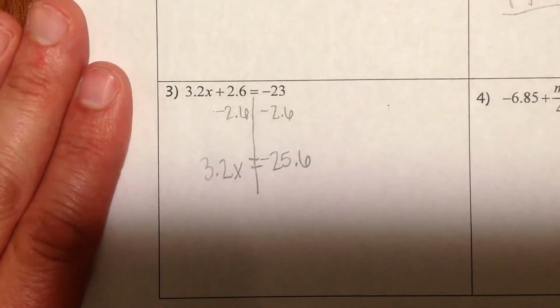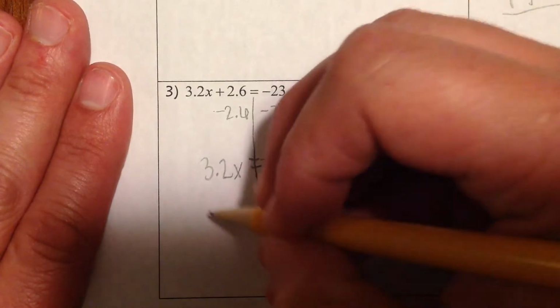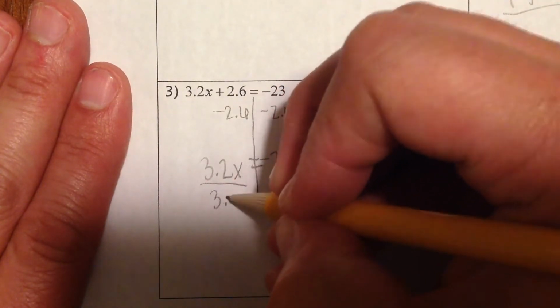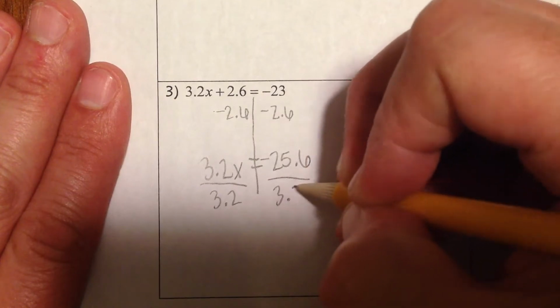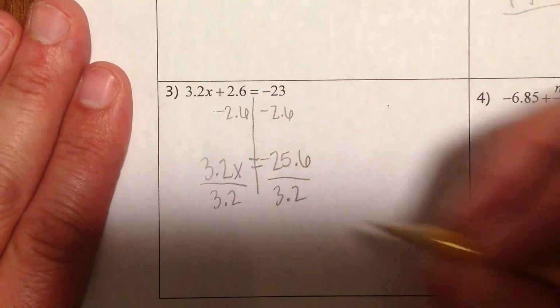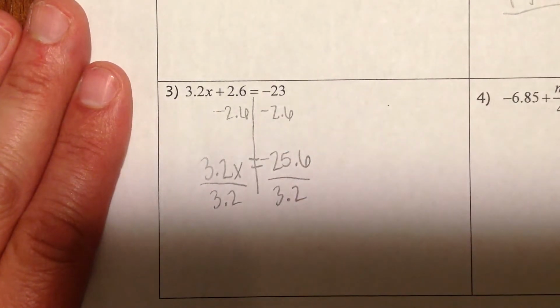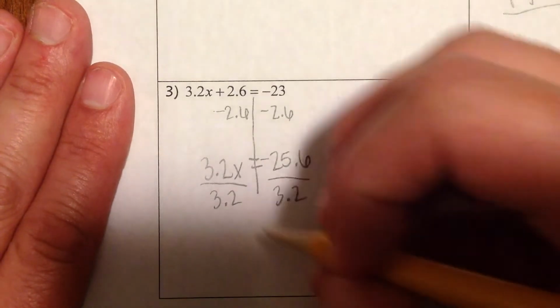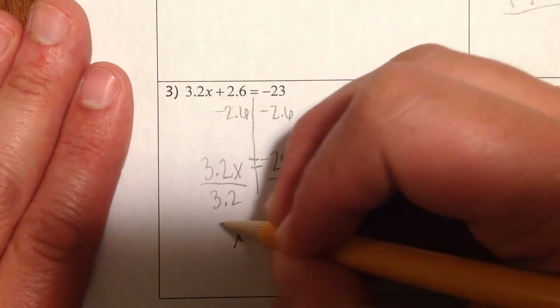So 3.2 times a number equals negative 25.6. The opposite of multiplying is dividing. So I have to do negative 25.6 divided by 3.2, which is negative 8. So x equals negative 8.